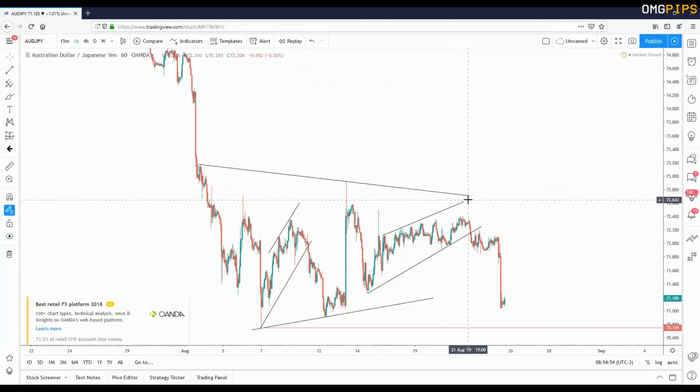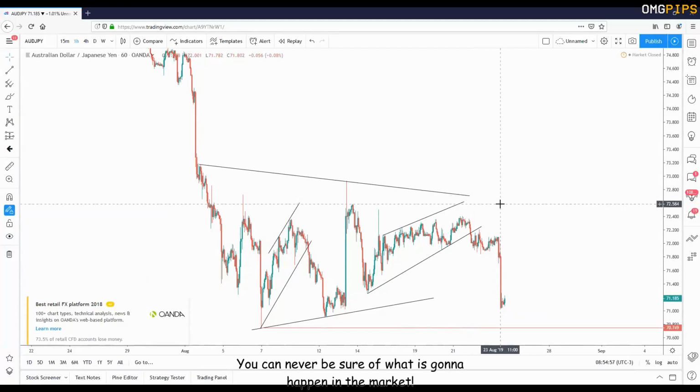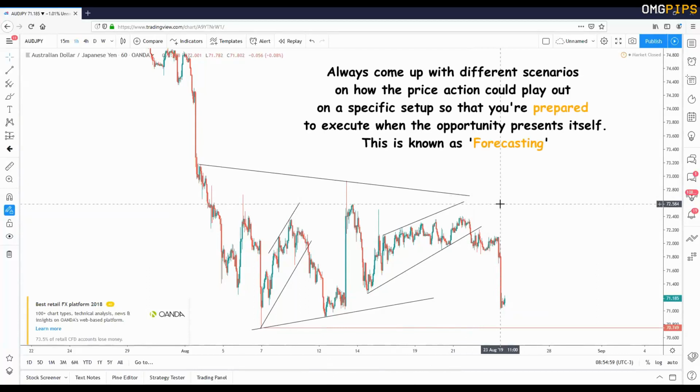But at the same time, we understand that you can never perfect the market. You can never be sure of what is going to happen in the market. So you should always have scenarios. That's why even in the live session I mentioned, okay, this is our first scenario. This would be a high probability setup because we'd sell here, stop loss would be slightly here, and go all the way down to here. That will be our first high probability setup.